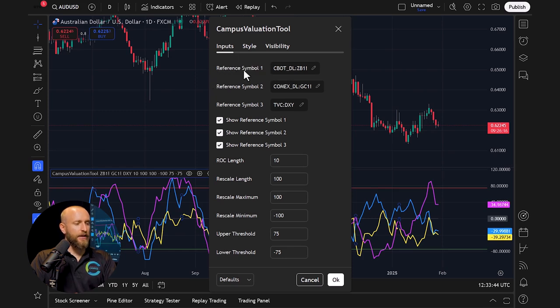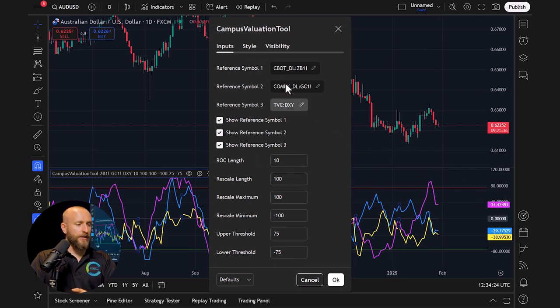Up here, you see 3 different reference symbols. And remember from the lesson that we use 3 different economic benchmarks to compare in the valuation model. Long-term treasury bonds, so our interest rates. This would be symbol number 1 here. Then symbol number 2, which is gold. And third, the US dollar index, or DXY. Below that, you can trigger whether or not you would like to show each of these symbols in the indicator, or you can select or unselect certain ones. So right now, all of them are selected, and that's why you see 3 different lines down here.